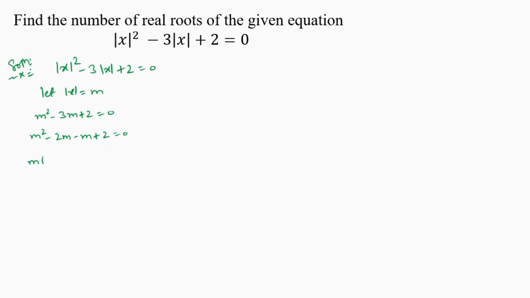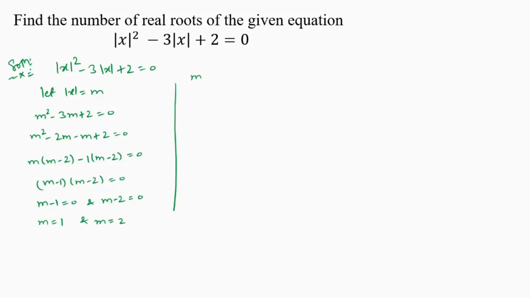Now take m common from the first two terms. We get m(m - 2). Now take -1 common from the last two terms. We get -(m - 2) = 0. And when we further solve this, (m - 1)(m - 2) = 0. We get m - 1 = 0 and m - 2 = 0. So the value of m = 1 and the value of m = 2.